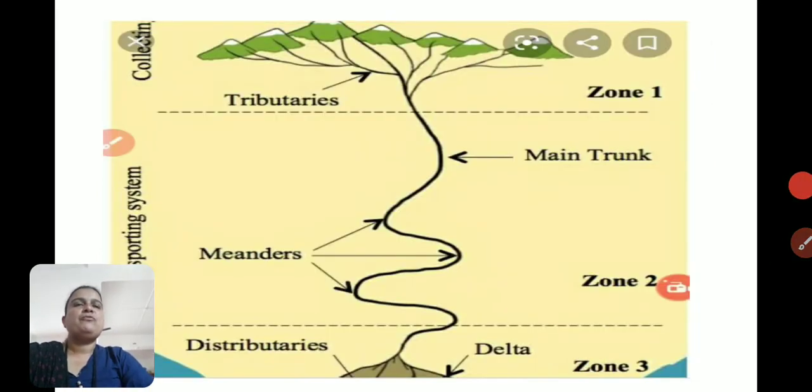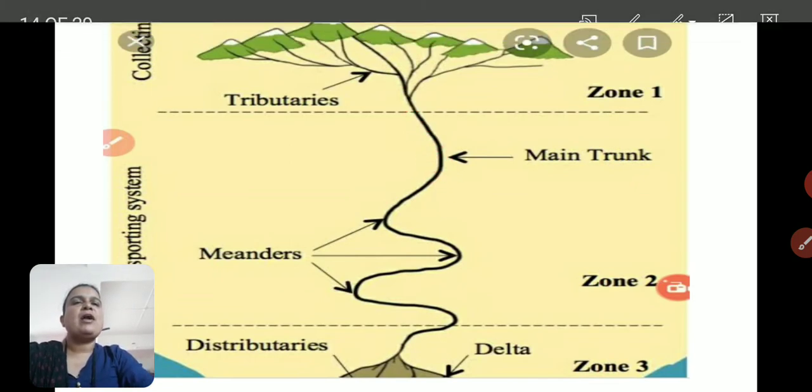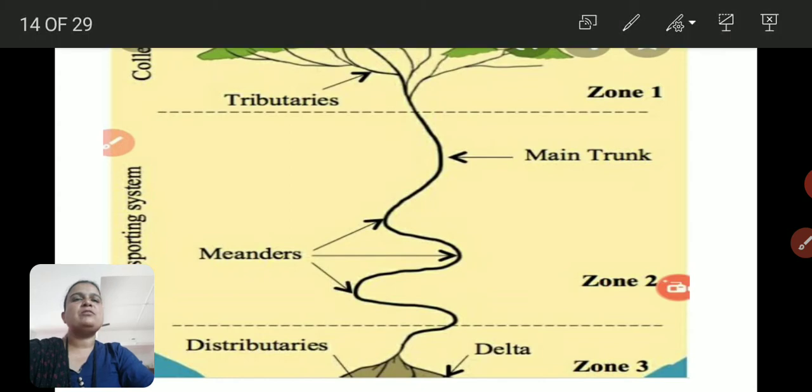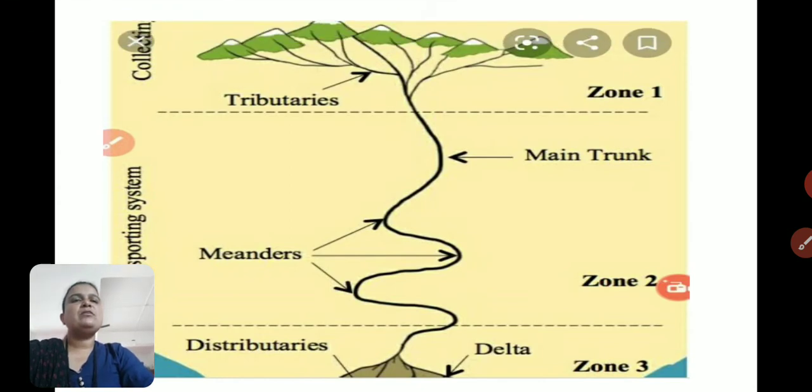Now here, in the form of a tree diagram, how the river originates and how the river meets the ocean is clearly visible over here. Now see here the mountains, and many rivulets originate in the mountains, and then the main river forms. All these smaller rivers are called tributaries. Smaller rivers meet one major river, and these smaller rivers are tributaries. Then this is the main trunk.